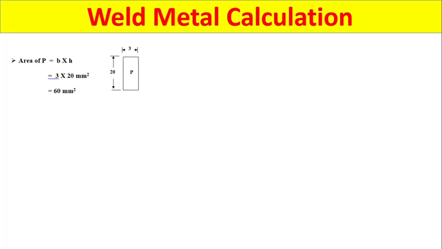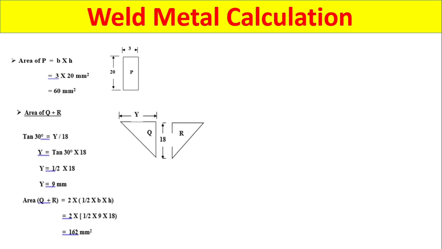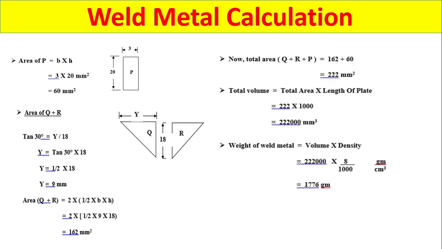You can see how they are calculating the area of P. Understand easily, it is mentioned B into H, breadth into height, 3 into 20 mm, 60 mm square. So you understand, no need for explanation by me. Anyway, this is the area of Q plus R. You can see how they are calculating the total area, Q plus R plus P. This is the total area.